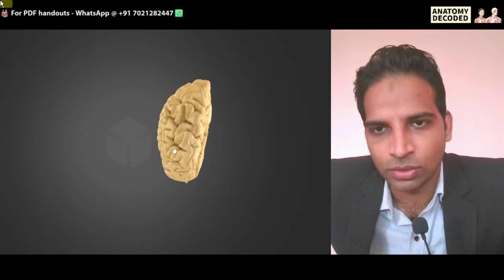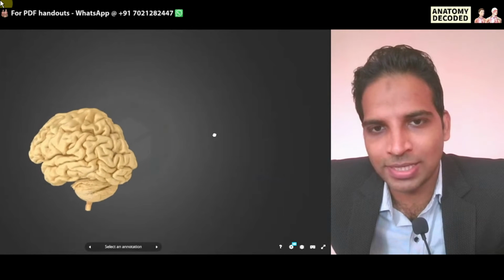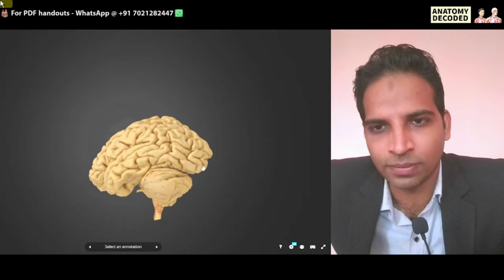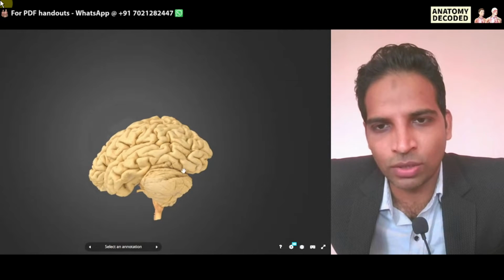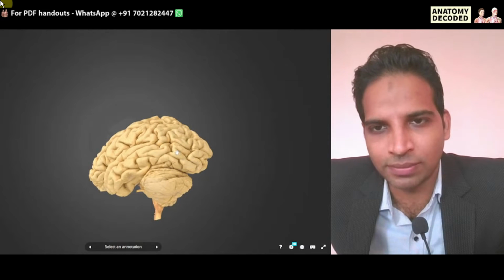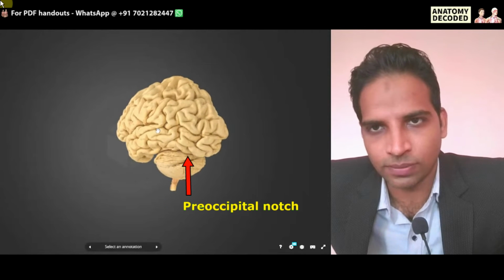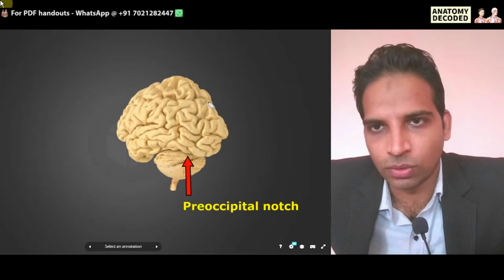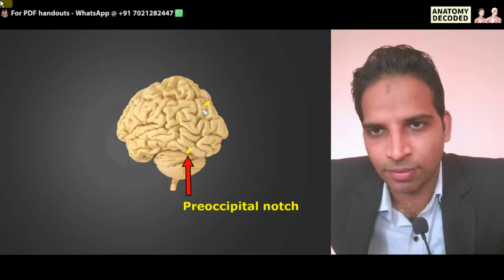From there we have to draw one imaginary line to a point called the pre-occipital notch. Three centimeters in front of the occipital pole there is a depression called the pre-occipital notch. So from the region where the parieto-occipital sulcus is extending, an imaginary line has to be drawn up to the pre-occipital notch.